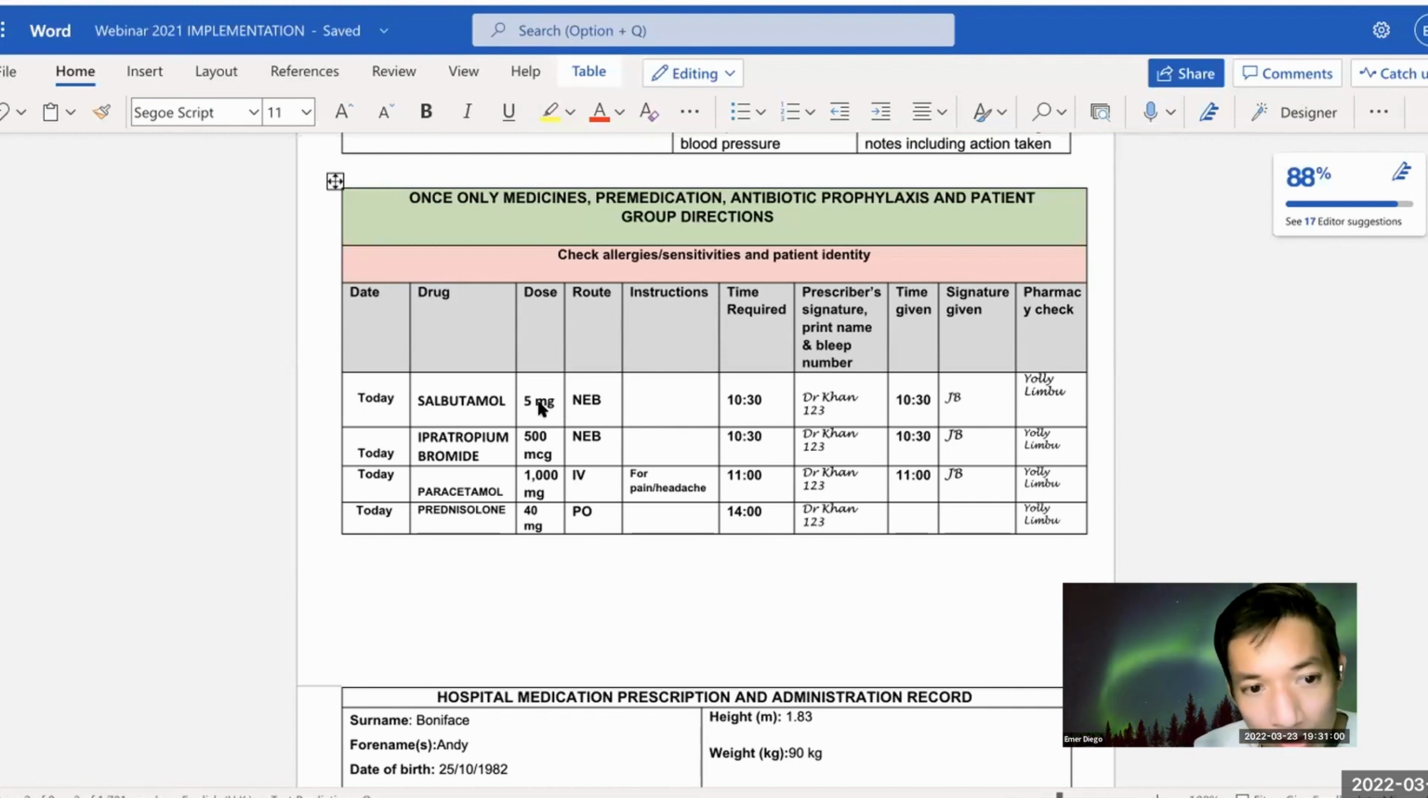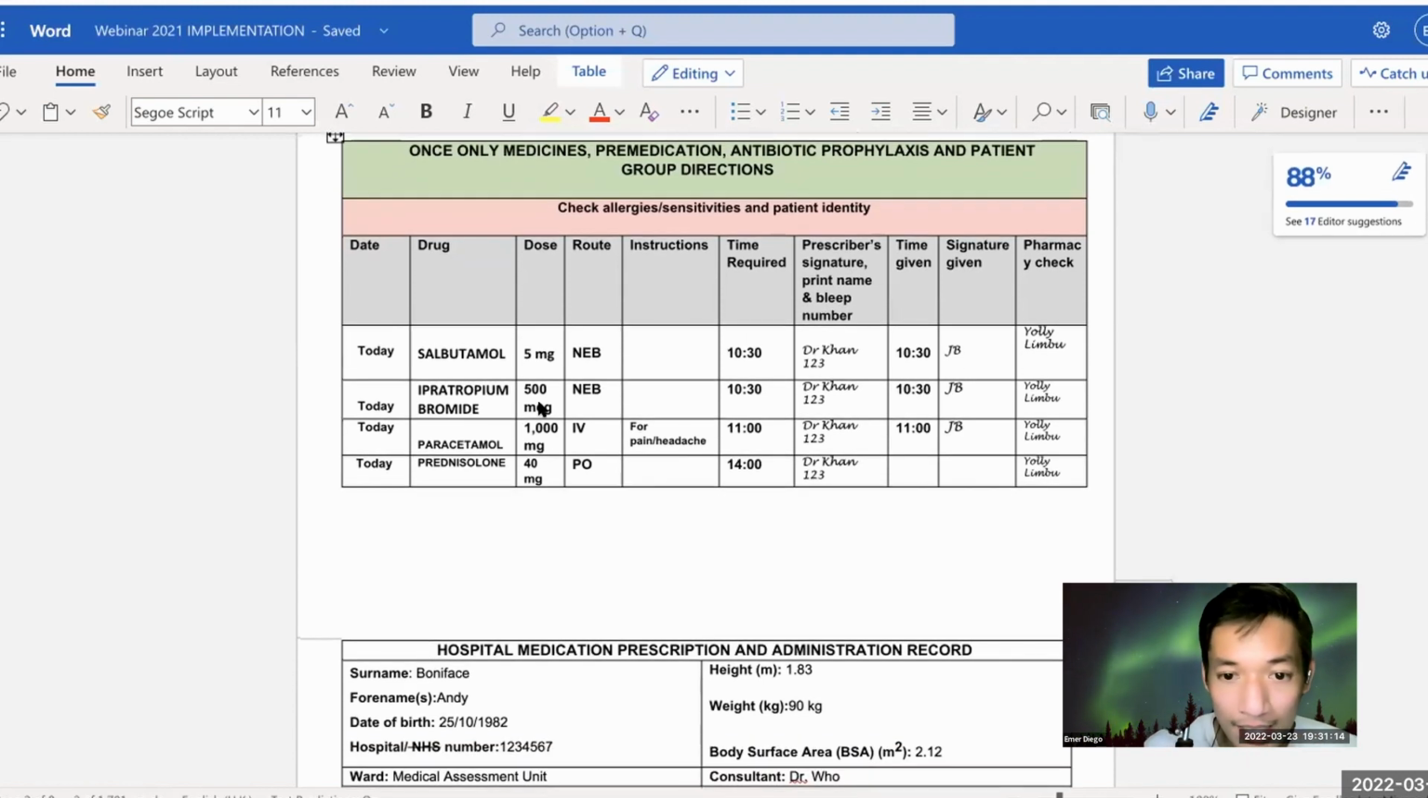Next is today, ipratropium bromide. The dose is 500 micrograms. The route is nebulization. Time required 10:30 in the morning. Signed by Dr. Khan 123. Time given at 10:30. Signed by JB and checked by Yoli Limbu. So again, similar with the previous one, it was given already, so you're not meant to do anything because again, we are giving the 2 o'clock medication.